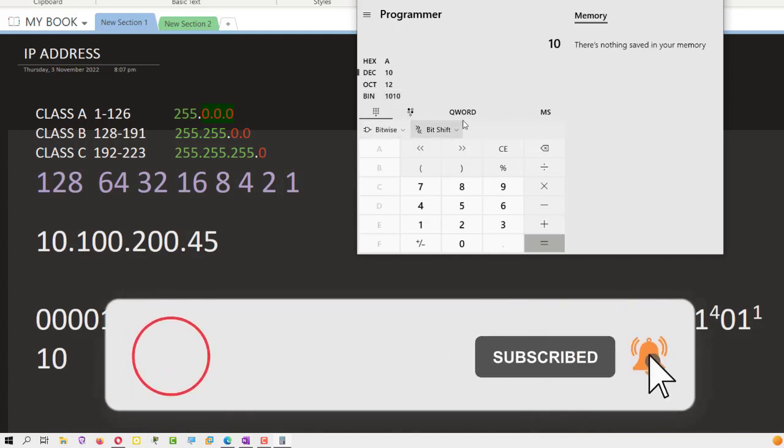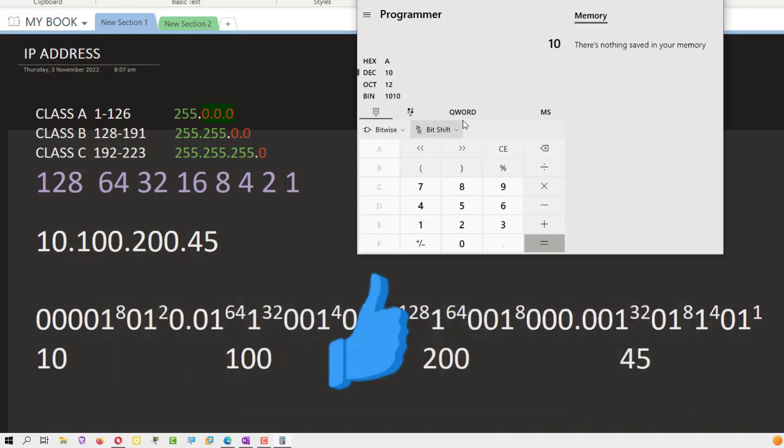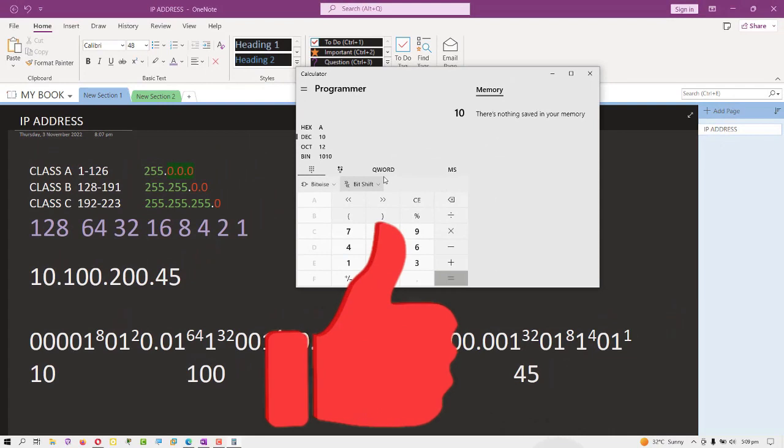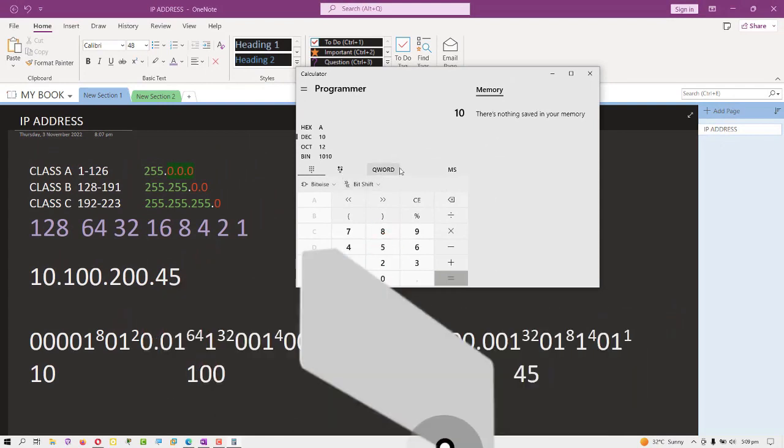So this is how you can convert from binary to decimal and decimal to binary. See you guys in the next chapter. Stay tuned.